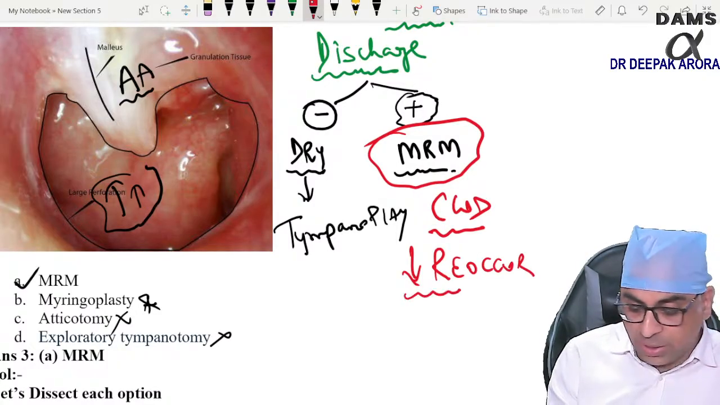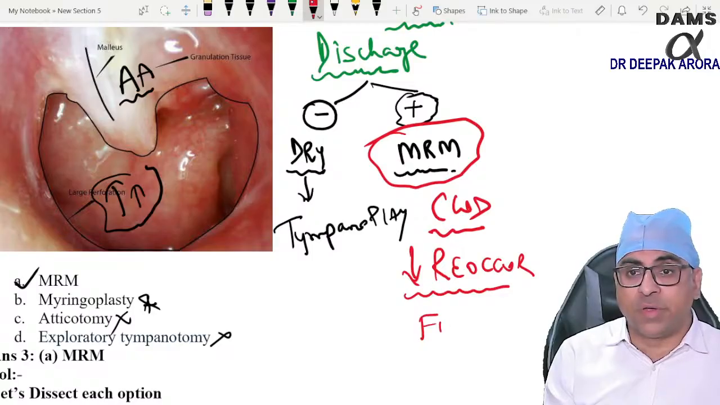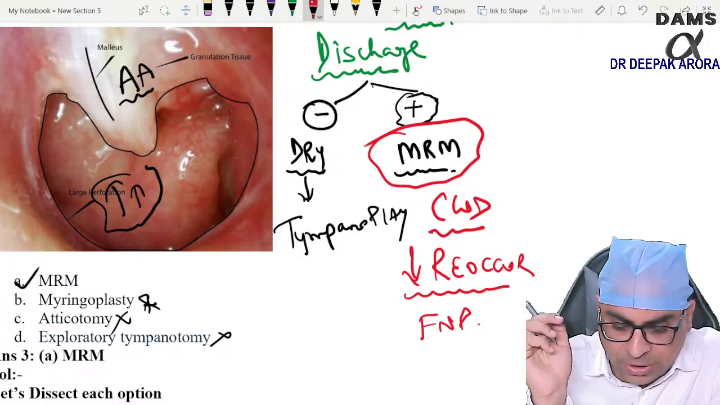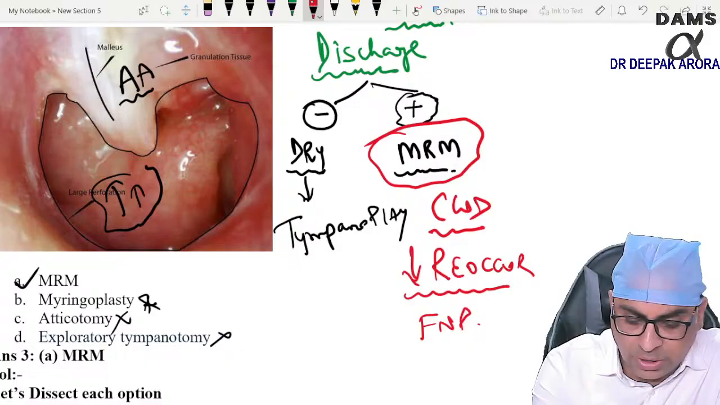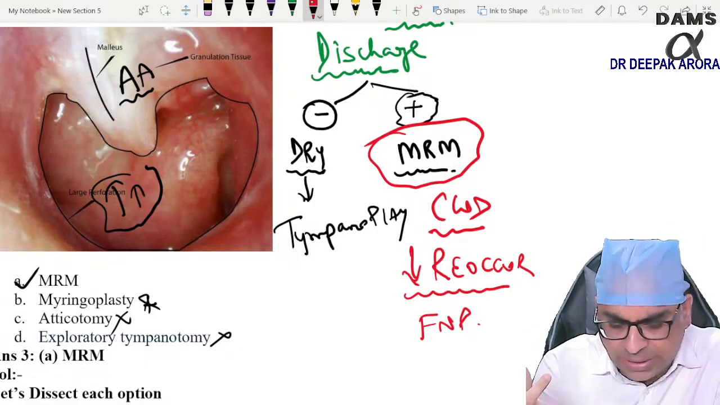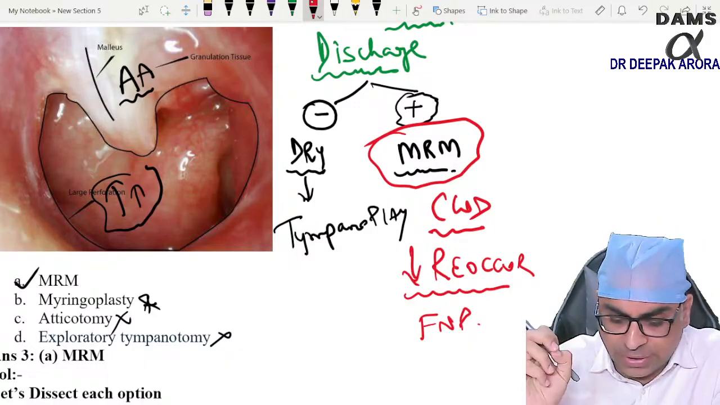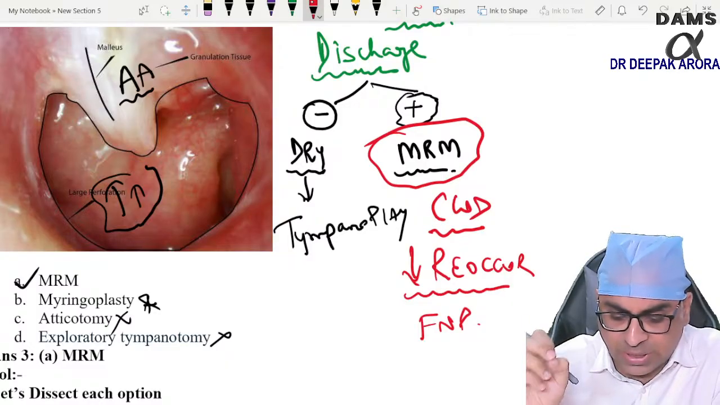And what is the drawback? Drawback of canal wall down is facial nerve palsy. Let's take some important points. The students said ossicular damage was not visible. Okay beta, ossicular damage will not be the deciding factor here. Options are correct. Thanks for that, beta.